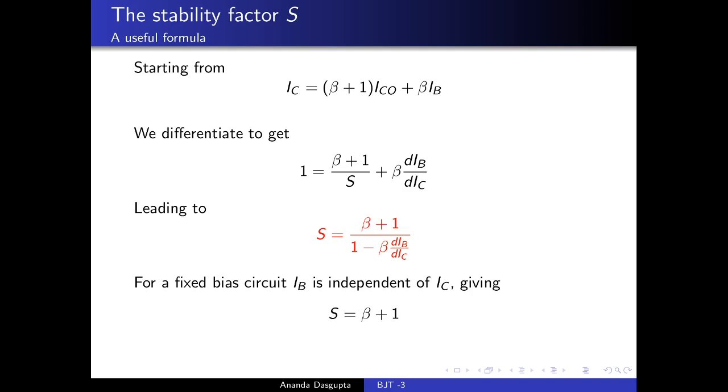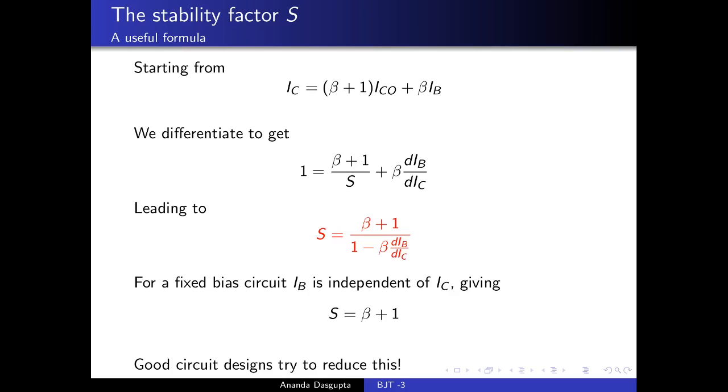This of course is something we could have easily figured out from the direct equation that we wrote down. But it's good to see that this is confirmed. It's just telling us that when you change temperature, ICO changes. When ICO changes, IC changes beta plus 1 times as much as ICO changes. So this is a rather large value for the stability factor, indicating that the common emitter fixed bias circuit is strongly thermally unstable. So good circuit designs would try to reduce the value of S as much as possible.